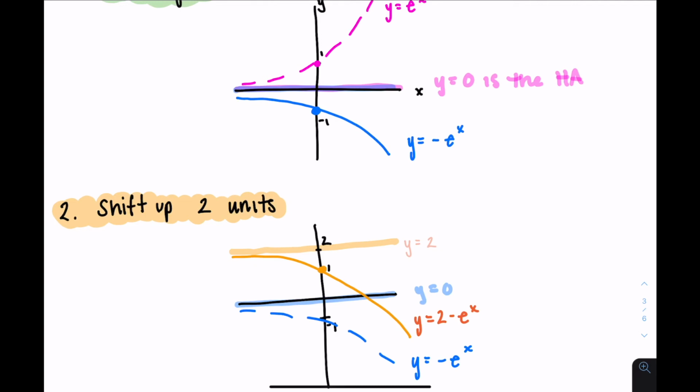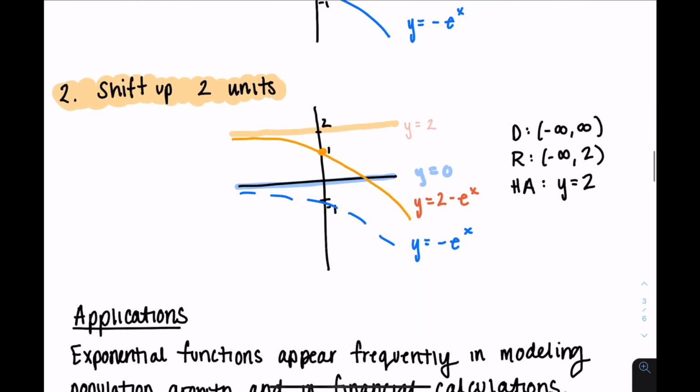And if we want our properties, our domain doesn't change at all. It's negative infinity to infinity. Looking at the range, I can go up to that horizontal asymptote, but not include it. So it's from negative infinity to positive 2. And your horizontal asymptote is the line y equals 2. Okay?